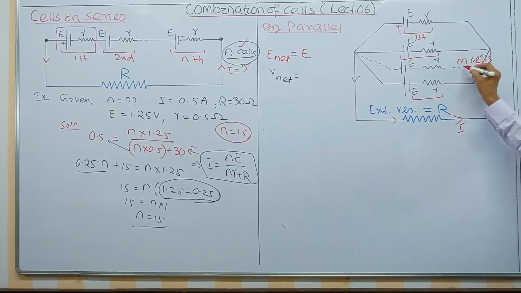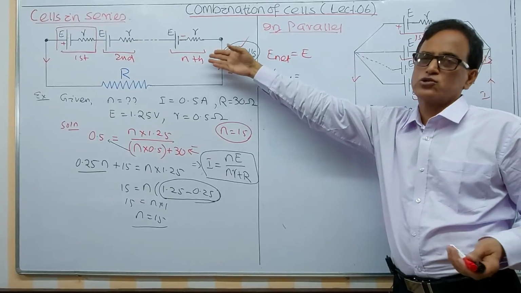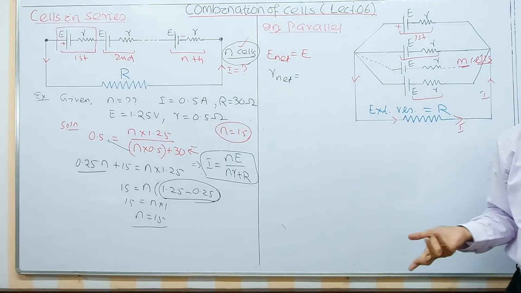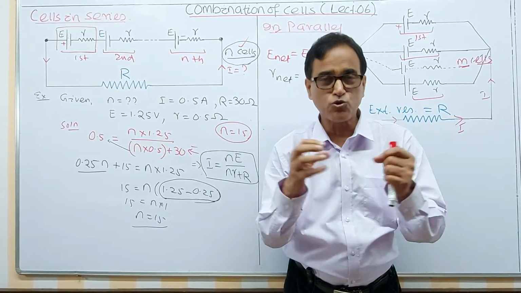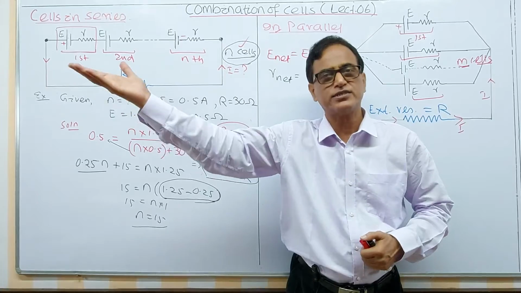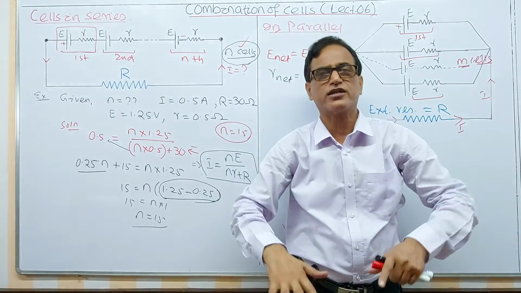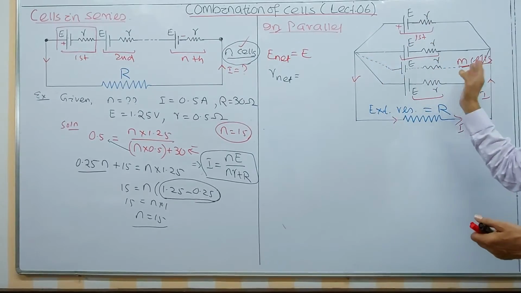I am just changing the symbol, because if it is here N, say 2, I am taking M equal to 3 or 4, so that if you have interest in mixed grouping, you can connect a number of cells in series combination, again connected in parallel. That's why I am changing the symbol here, N cells and M cells.